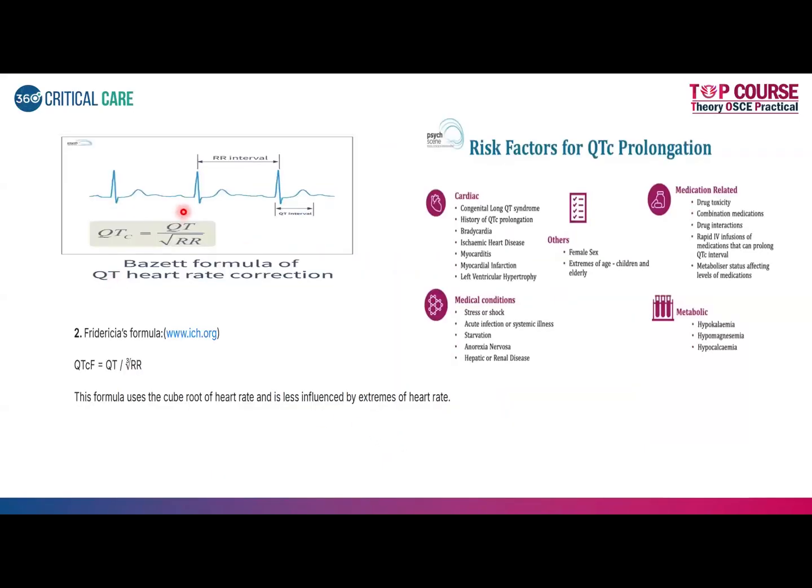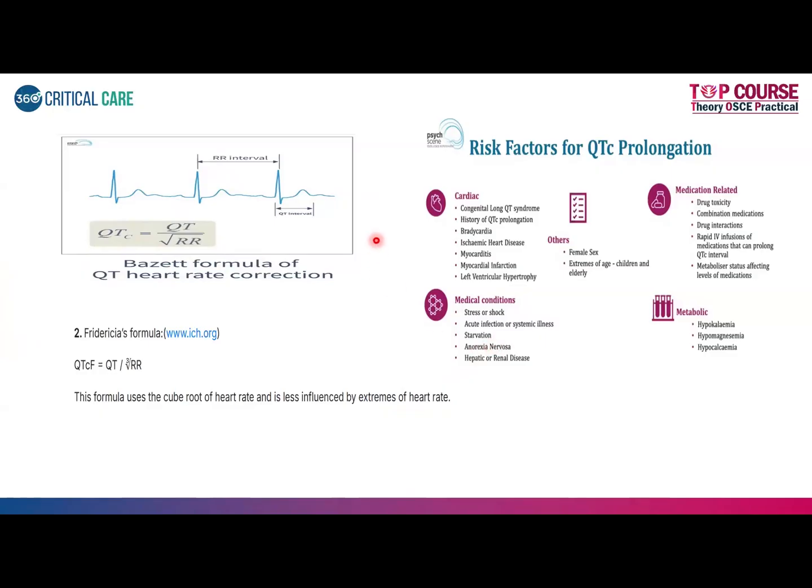And for the QT interval, one needs to understand what the formula is. We have the Bazett formula, we have the Fridericia formula. Bazett's formula is normally used, which is QT divided by the square root of the RR interval. And then we have the risk factors for QT prolongation.